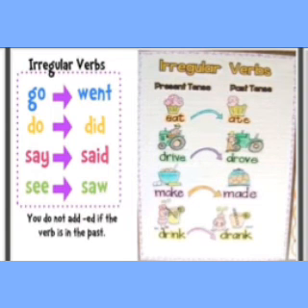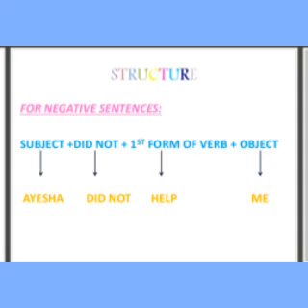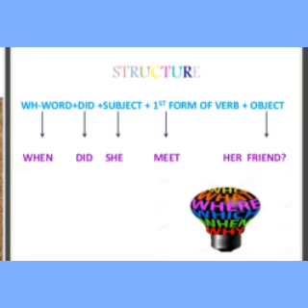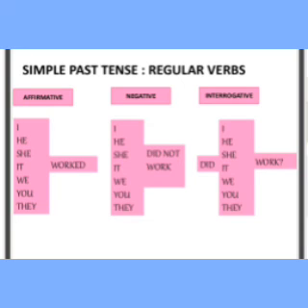Here you can see some more irregular verbs. The structure for the formation of sentences. Aisha did not help me. For the interrogative sentences, did Aisha help me? And with the WH word, with did as well as the object. Here are some more regular verbs.